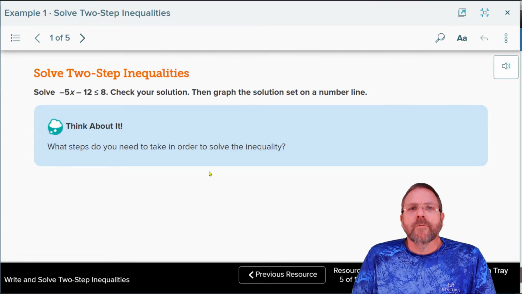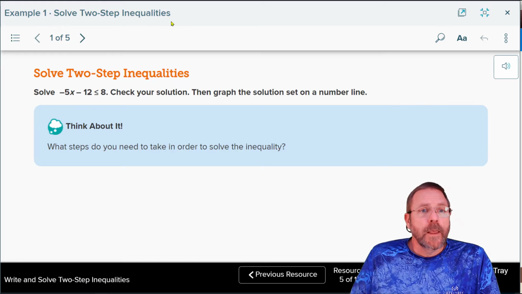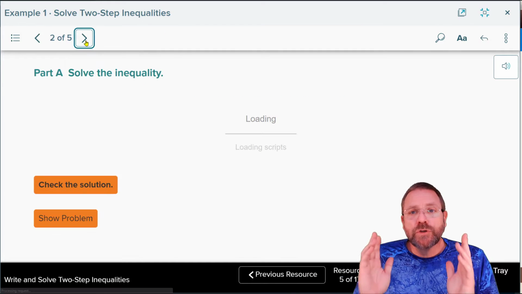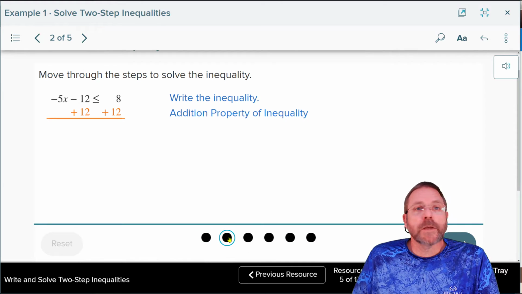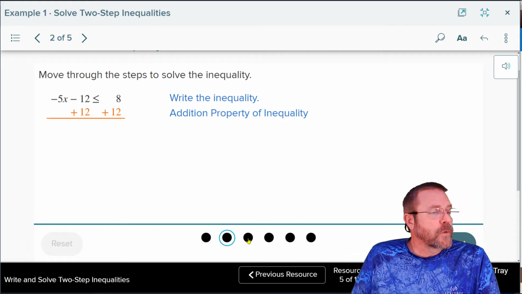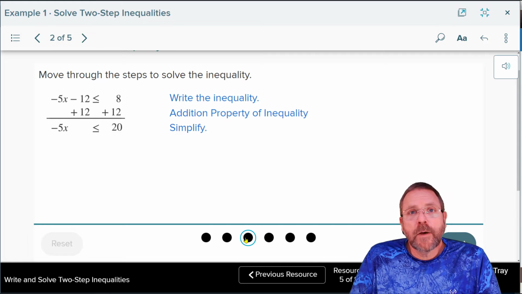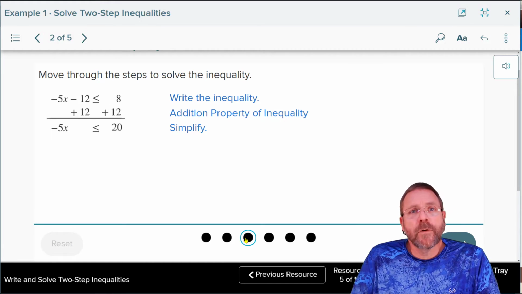Our first problem involves the inequality -5x minus 12 is less than or equal to 8. And we're going to treat it, as I've said before, just like you would treat an equation. We're going to start off by undoing addition and subtraction, which means you're going to add 12 to both sides, after writing the problem down. The 12s on the left-hand side zero each other out, and on the right, 8 plus 12 gives us 20.